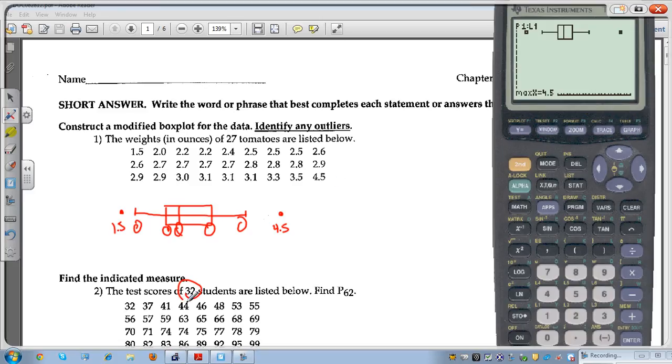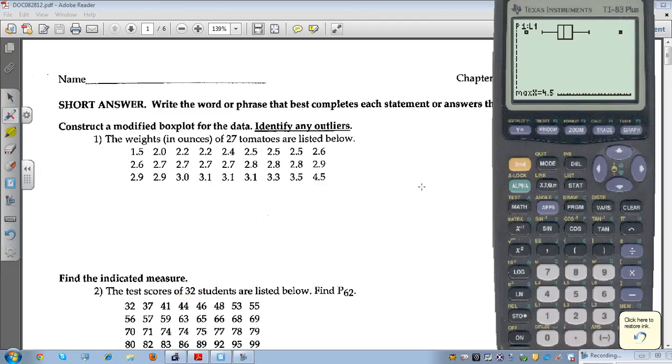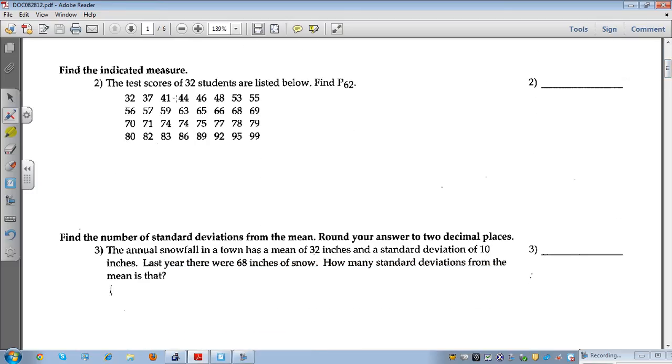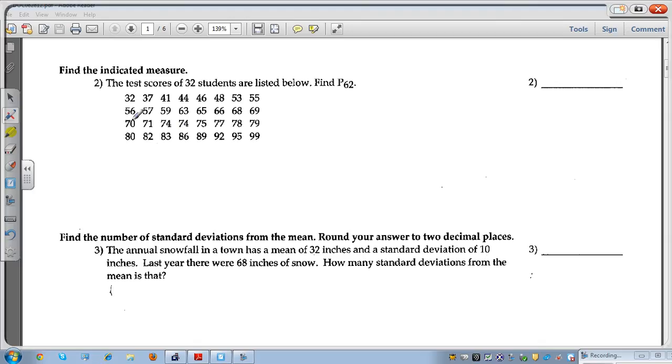For number 2, I have 32 values listed below, and I want to find the 62nd percentile. So I need to go into my calculator and say 32 times 0.62. And we'll go up to the 20th value. And so I'll count up. Let's see, that's 8, that's 16, 17, 18, 19, 20. So 74 is the value that I would like, because that is your 20th number.